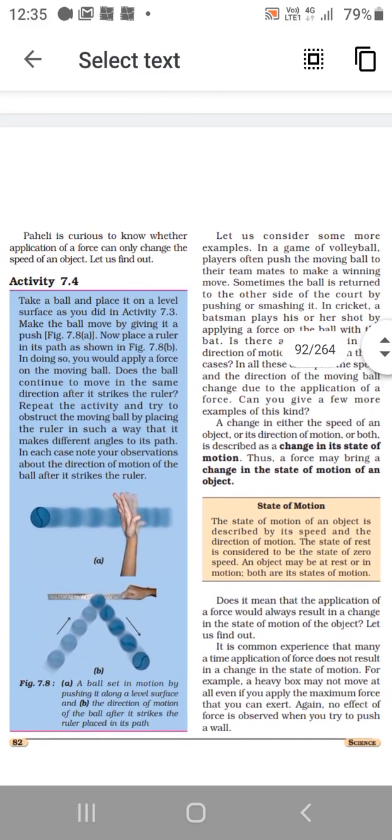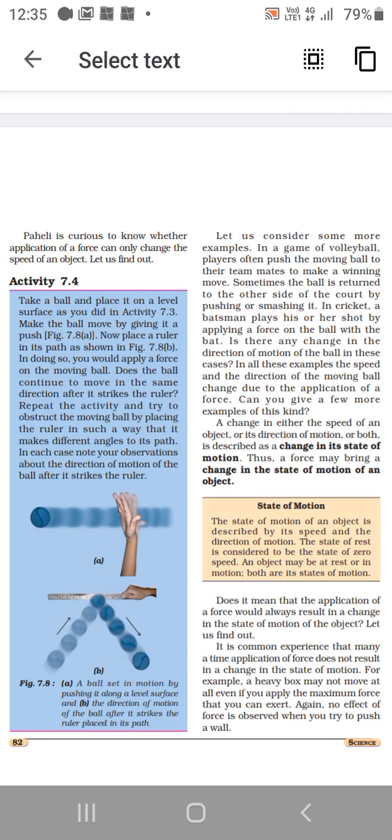Paheli is curious to know whether application of force can only change the speed of an object. Let us find out. Let us consider, for example, a game of volleyball. A player often pushes the moving ball to their teammates to make a winning move. Sometimes the ball is returned to the other side of the court by pushing or smashing it. In cricket, a batsman plays his or her shot by applying a force on the ball with the bat.